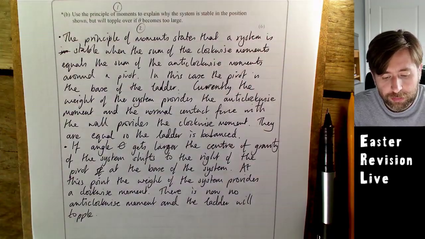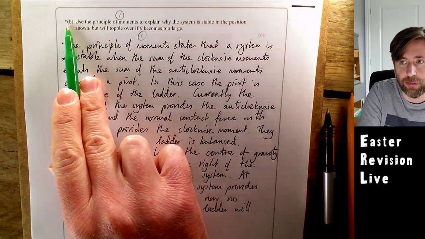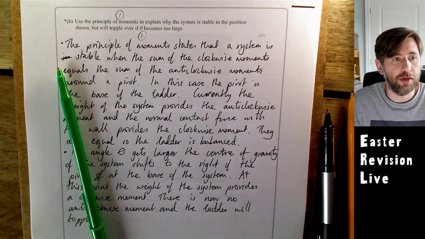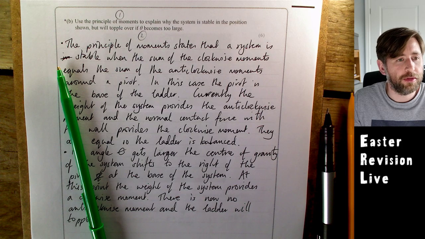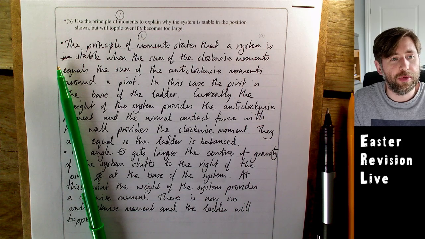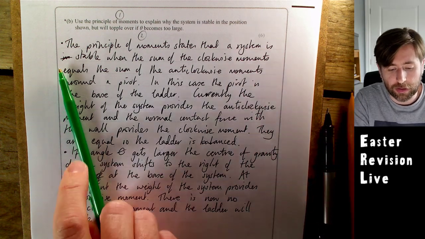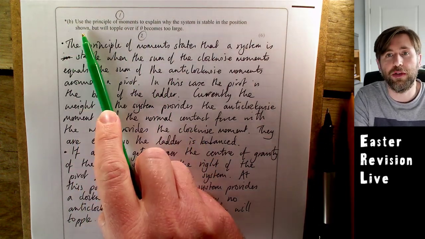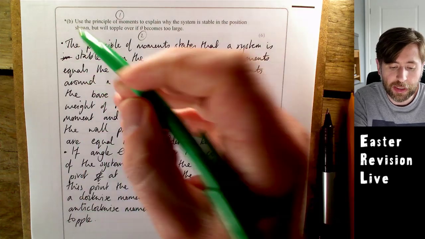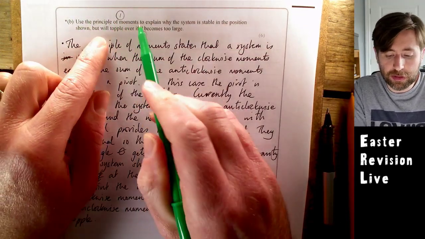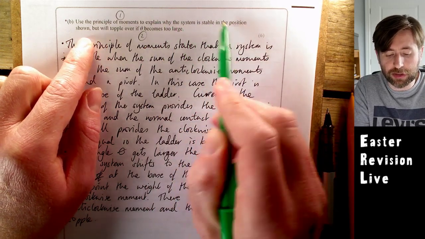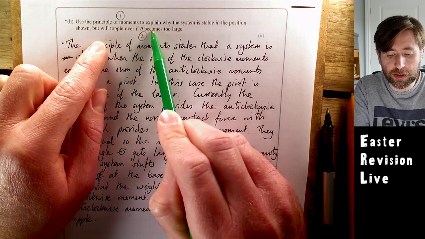Okay, use the principle of moments. This is an asterisk question, so it's a longer written question. Whenever you get an asterisk question, pause and think and plan slightly, okay? Use the principle of moments to explain why the system is stable in the position shown, but will topple if theta becomes too large.